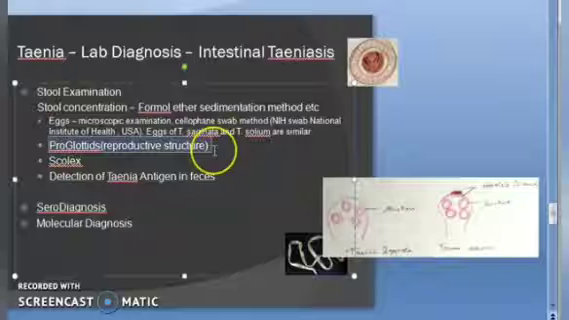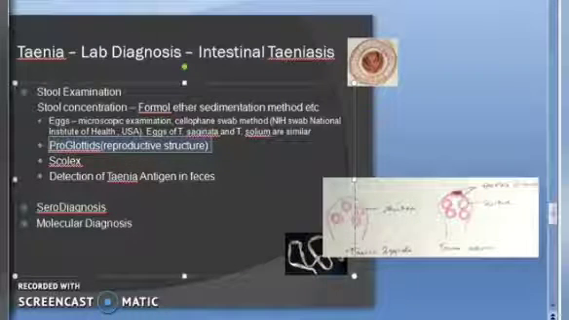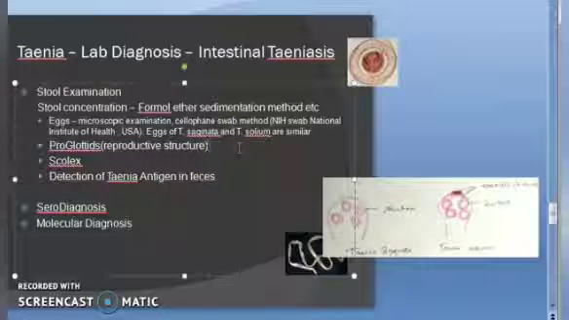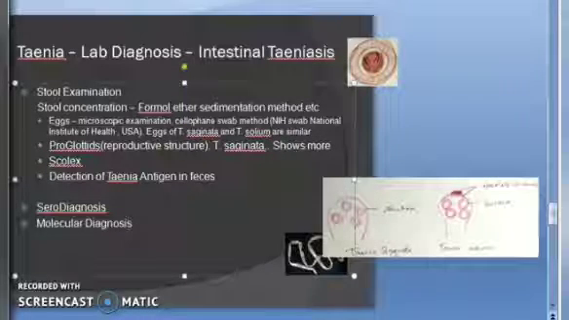Now coming to proglottids. With proglottids, species identification you can do. You can use a hand lens. The gravid proglottid is pressed between two slides. If you examine the gravid proglottid, there will be lateral branches. There will be a lot of branches in tinea saginata, and in tinea solium it will be a little less.